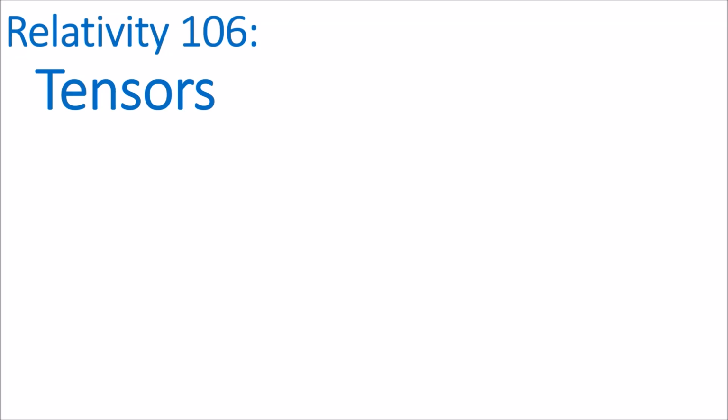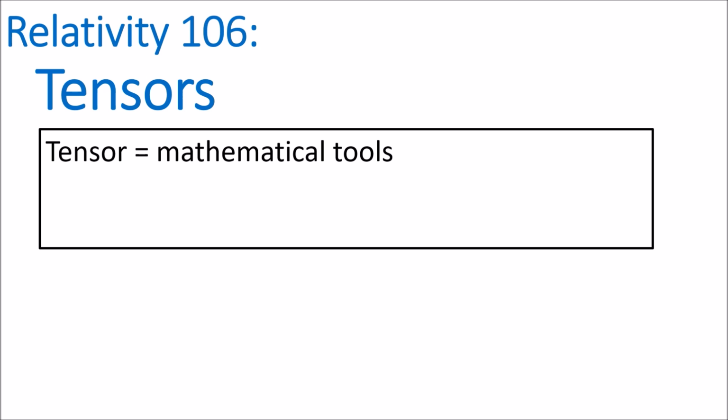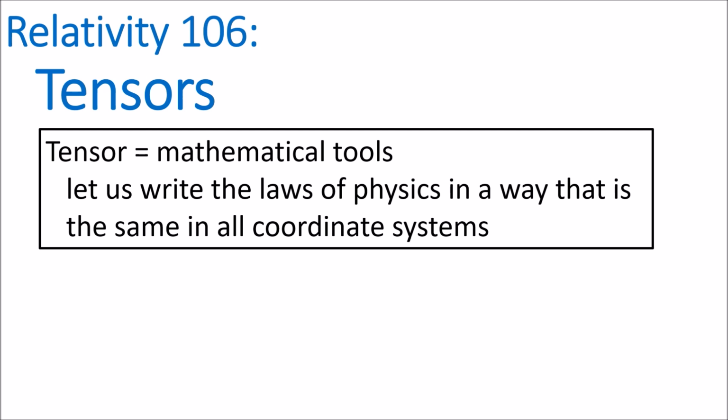In the Relativity 106 videos, we're going to introduce tensors. Tensors are mathematical tools that are important for studying relativity because they help us write the laws of physics in a way that's the same in all coordinate systems.